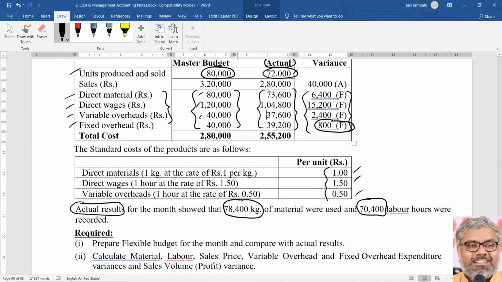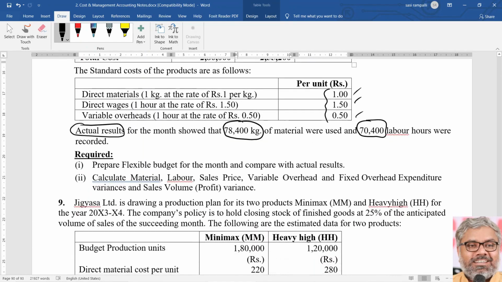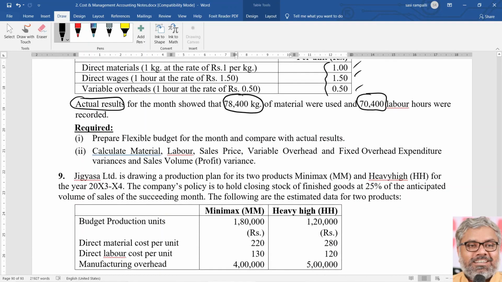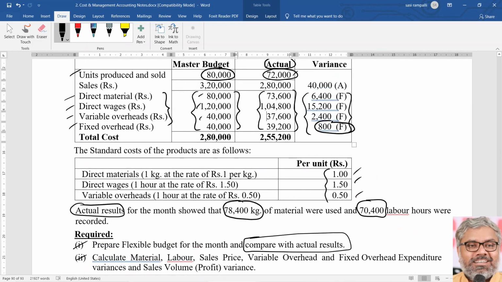Now, what are we supposed to do in this question? Variances are given, which we don't care about. Actually, those are not very useful either. What we are supposed to do in this question is, first of all, prepare a flexible budget for the month and compare with the actual results. So we have to first prepare the flexible budget, then compare with actual results. And see, this question is a mix of both budgetary control and standard costing. That is how questions can be framed. And this was a past exam question also, by the way.